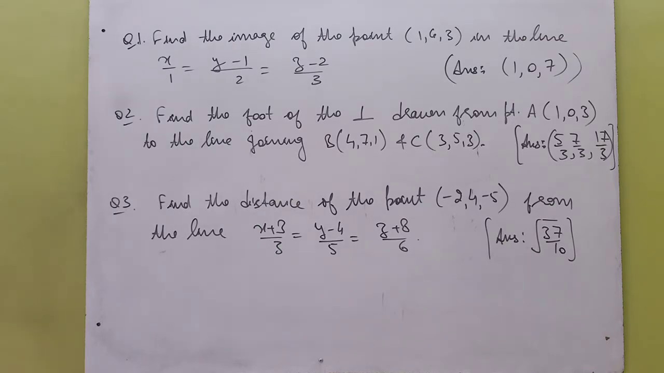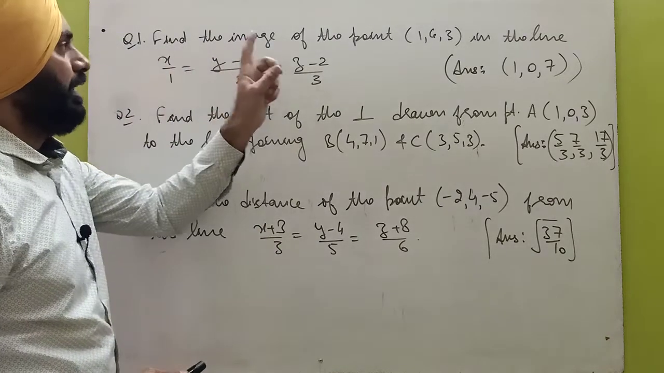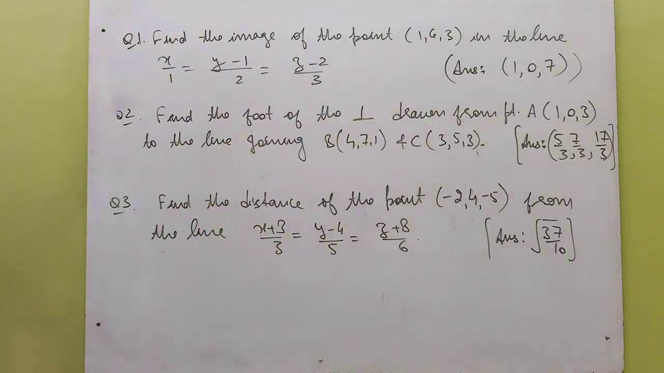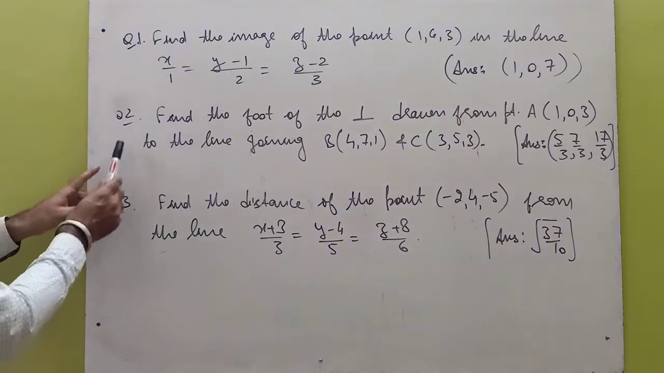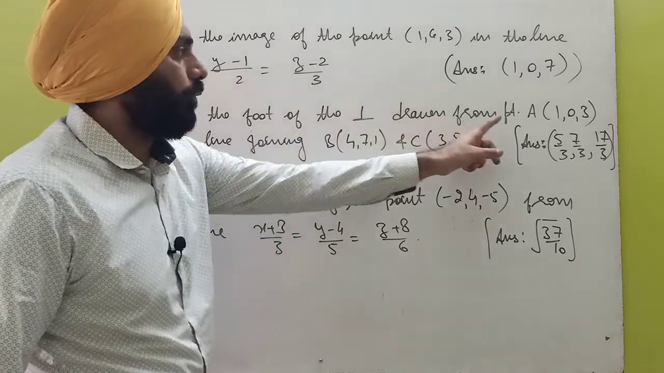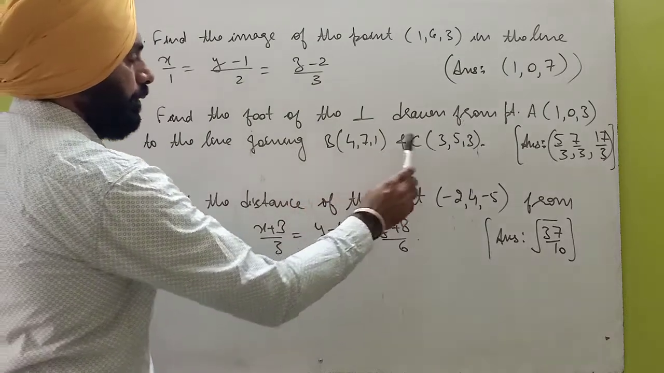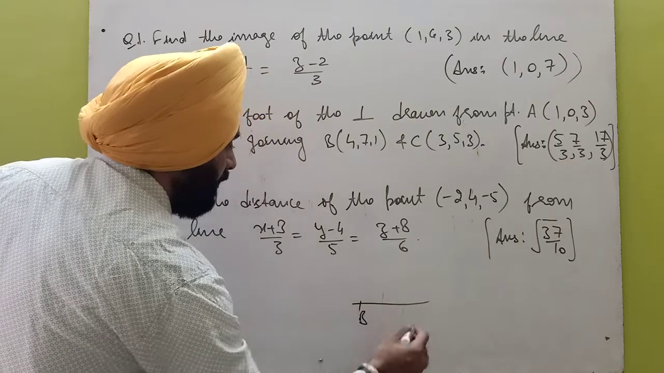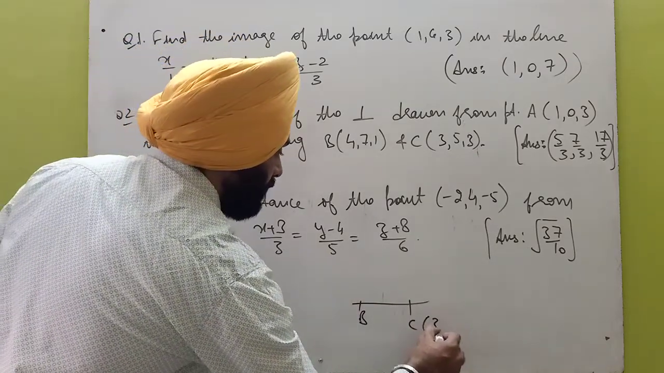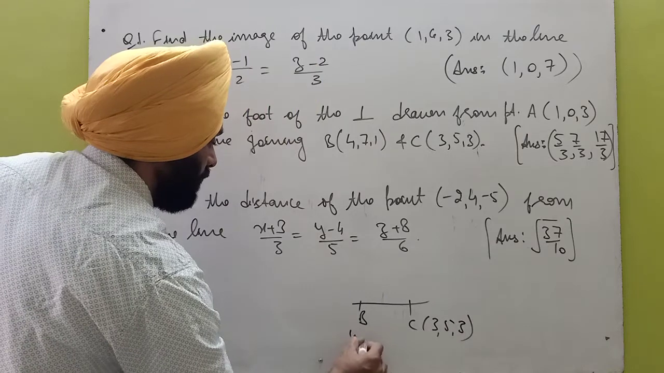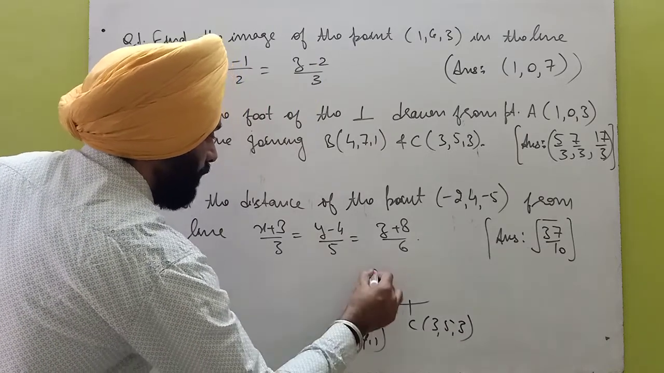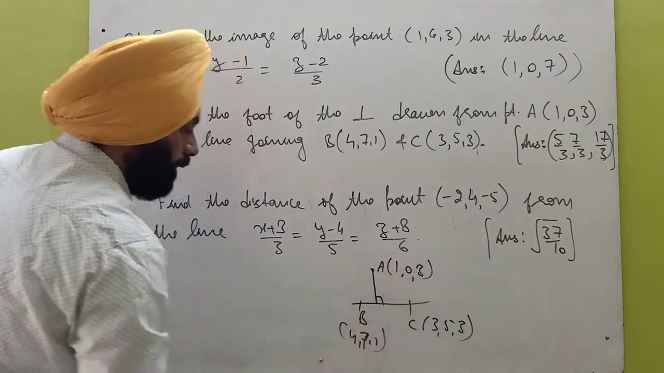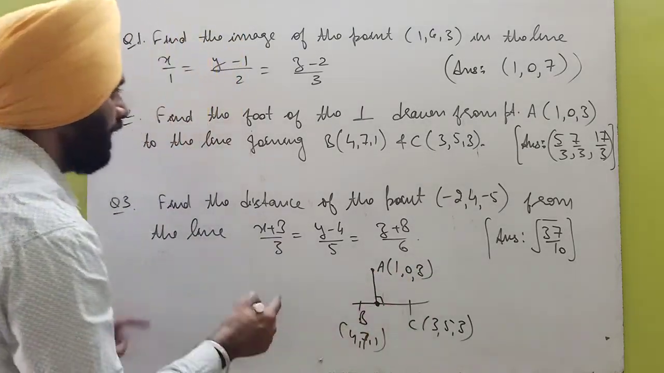Now based on this concept, you can solve these three questions. First is find the image of the point 1, 6, 3 in this line. You can find it as in the previous question, image of the point. Second question, find the foot of the perpendicular drawn from point A to the line joining 2 points, line joining B and C. C point is 3, 5, 3, B point is 4, 7, 1, and there is one point A, 1, 0, 3. Draw one perpendicular, and you have to find the foot of the perpendicular as in the previous question.